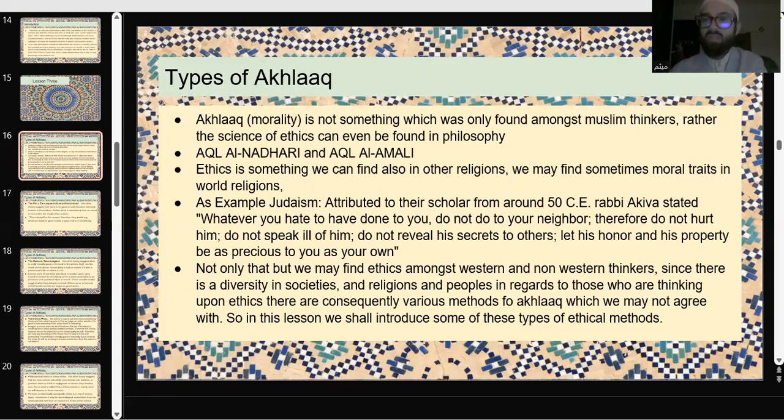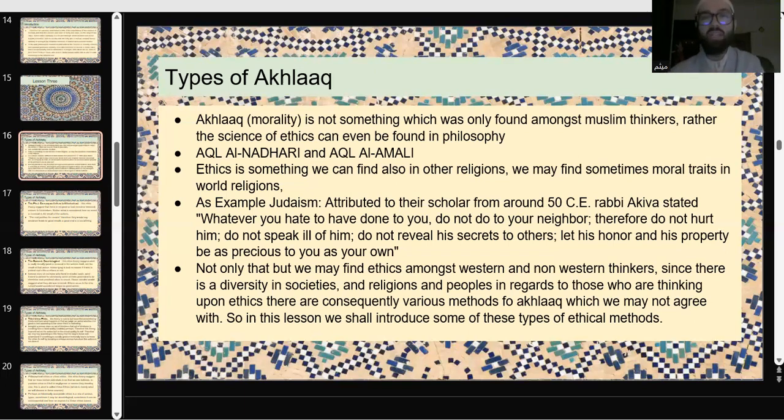The philosophers used to divide intellectual sciences in accordance with aql. They said aql, the intellect, is divided into two categories. You have this intellect, and it has two aspects. One is aql al-nadhari, and the other is aql al-amali. So in aql al-nadhari, you had theoretical sciences: you have philosophy, you have mathematics, you have physics. In aql al-amali, you have practical sciences, like akhlaq or ethics, house management, and politics.